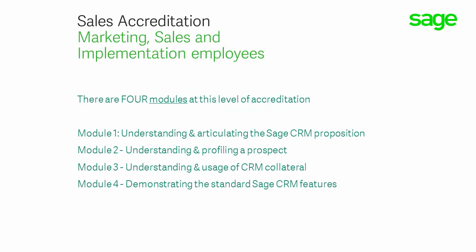There are 4 modules at this syllabus level. Module 1, Understanding and Articulating the Sage CRM Proposition. Module 2, Understanding and Profiling a Prospect. Module 3, Understanding and Usage of Sage CRM Collateral. And Module 4, Demonstrating the standard Sage CRM features.